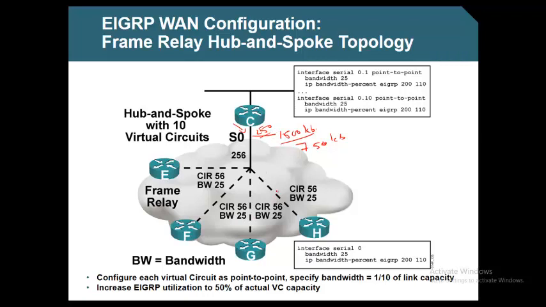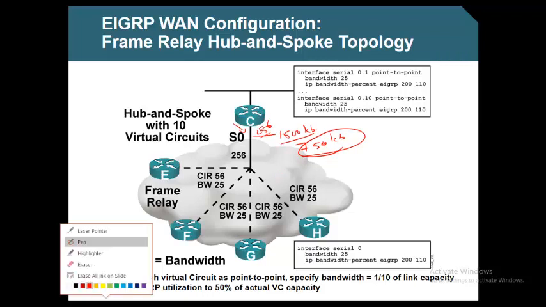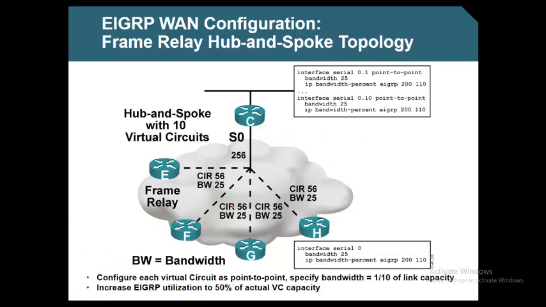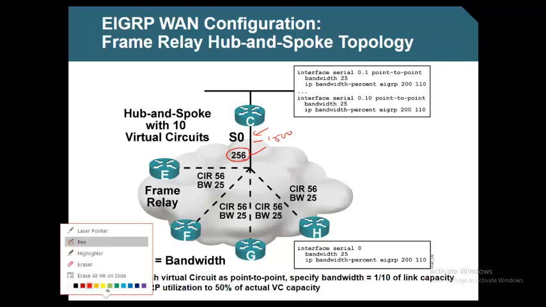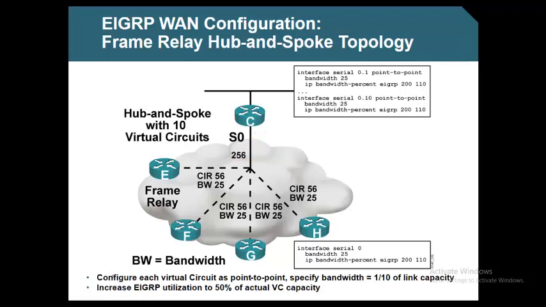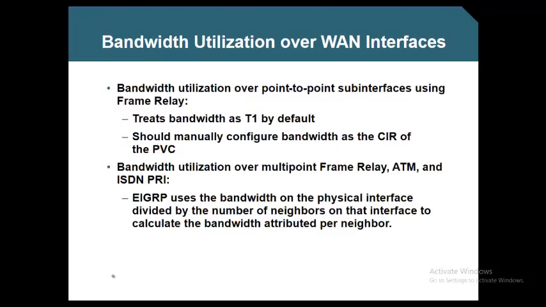That is the WAN consideration. You see, for bandwidth utilization over a point-to-point subinterface using frame relay, it treats the bandwidth as T1. What is T1? 1500 kb, which is equal to 1.5 meg. Just 1.5 meg total bandwidth on a serial wire by default. But what if I don't have this 1500? What if the committed information rate is less than that? Then you need to manually say how much.